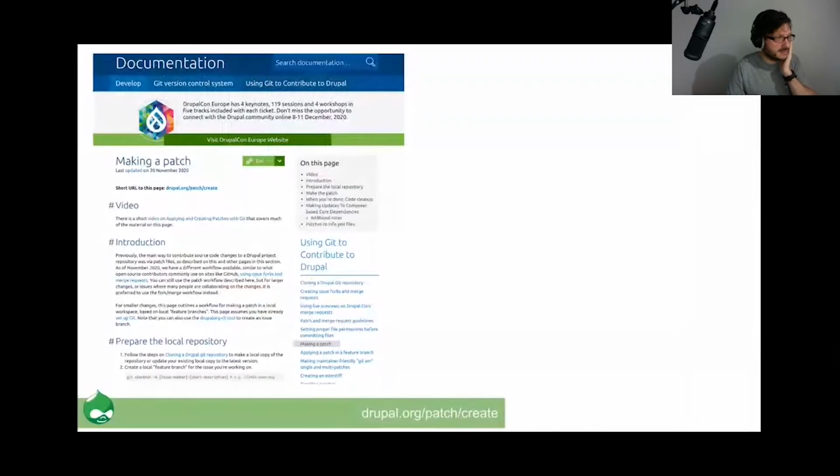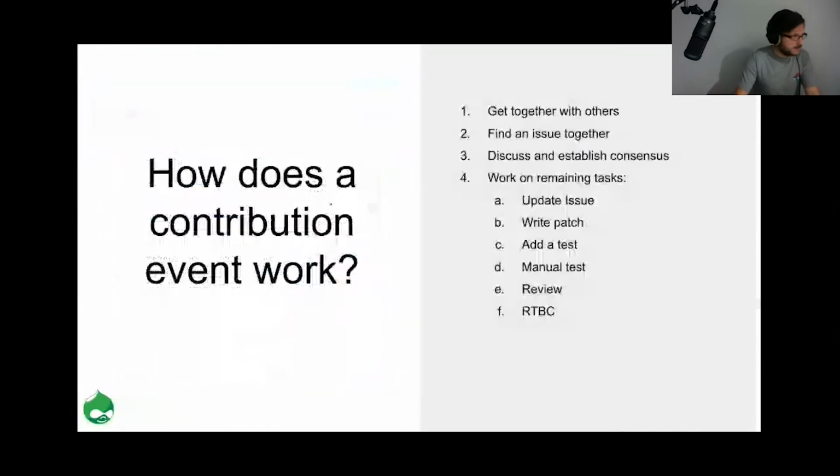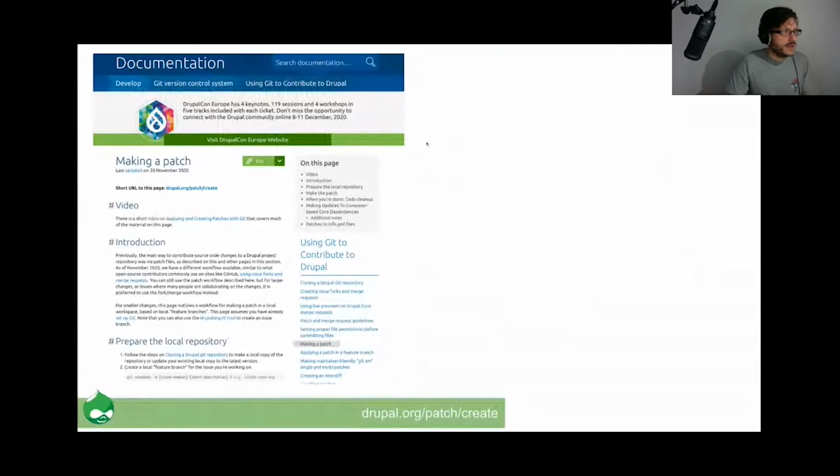Okay, so I'm going to go back. Right, so that was SimplyTest.me. Making a patch is something that I mentioned before, in that when you are using the issue queue and you're actually making a fix for an issue, you need to push up a patch or you need to do a fork.